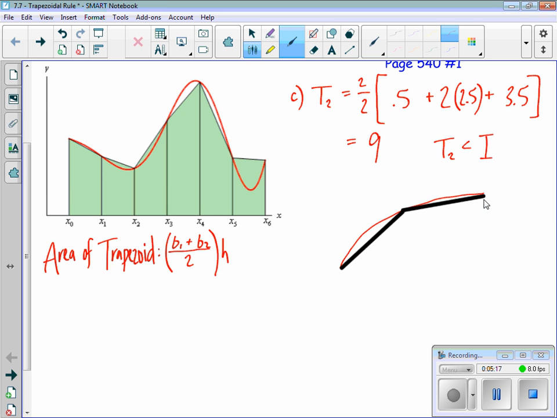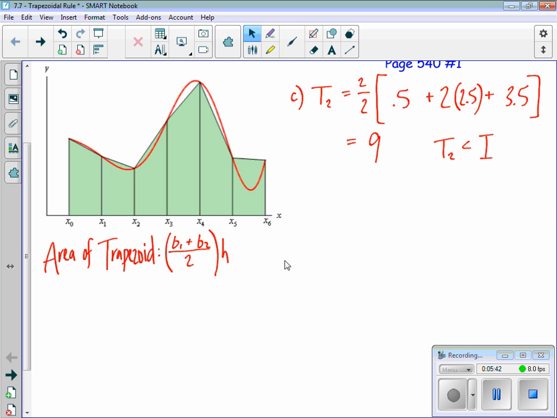Usually they'd probably ask whether it's an over or an underestimate and not have you compare it, but you never know what they're going to do. So any questions on that one? Could we do it with a formula here instead? Yes, we could. We will actually do the last example using the formula.